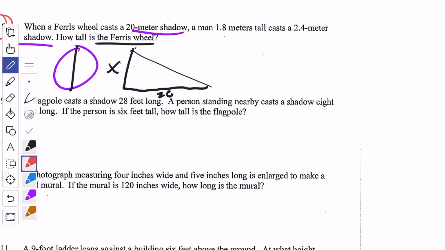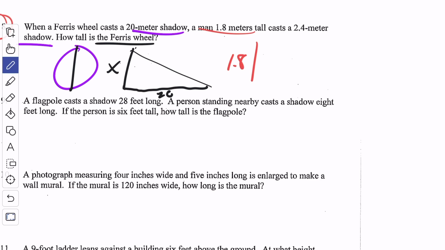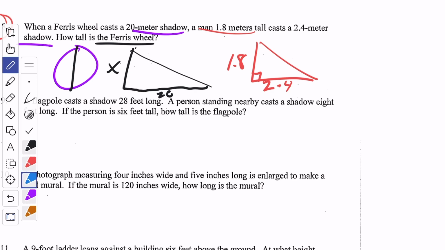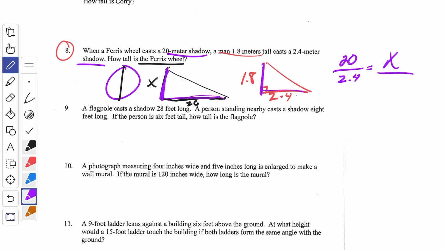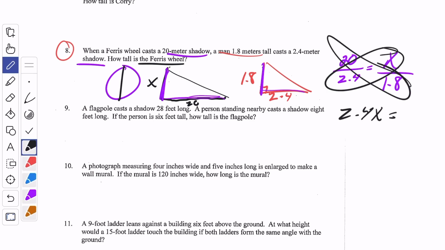And for the person, it says that a 1.8 meter man tall, so that's how tall he is, 1.8, casts a shadow 2.4. So we know that the shadows have to correspond with each other. So that means this 20 corresponds with this 2.4. So I'm just going to do 20 over 2.4 is equal to, well, the height of the Ferris wheel has to correspond with the height of the person. So that'll be 1.8. From here, you cross multiply. So you get 2.4x is equal to 1.8 times 20, which is 36, divided by 2.4. So x is then equal to 15.